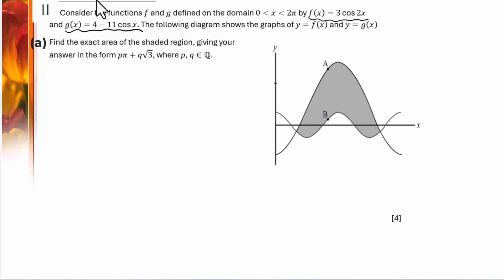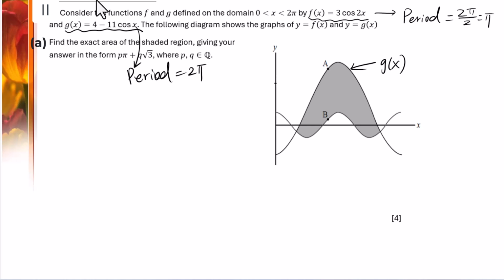Since f of x has period 2 pi over 2 equals pi, and for g of x the period equals 2 pi, this means this is g of x and this is f of x. We need to figure out these two intersections.